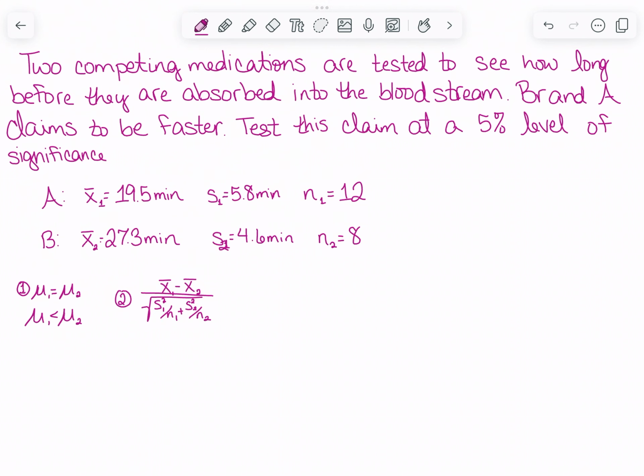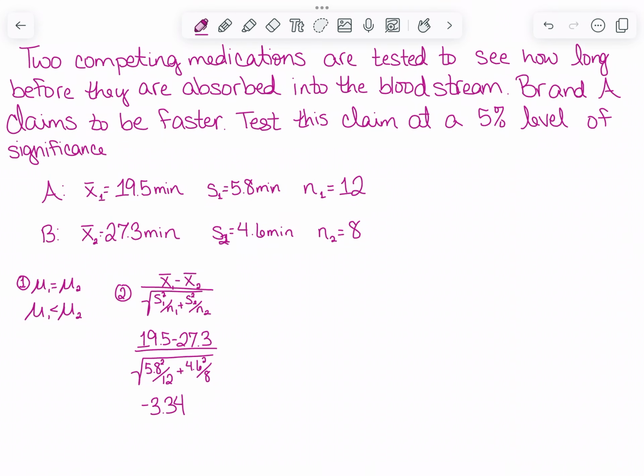Next, we need to calculate our test statistic. This is given by x1 bar minus x2 bar over the square root of s1 squared over n1 plus s2 squared over n2. And we just need to plug in the values that were given here for x1 bar, x2 bar, s1, s2, and n1 and n2. Plugging in our values and calculating gives us a test value of negative 3.34.